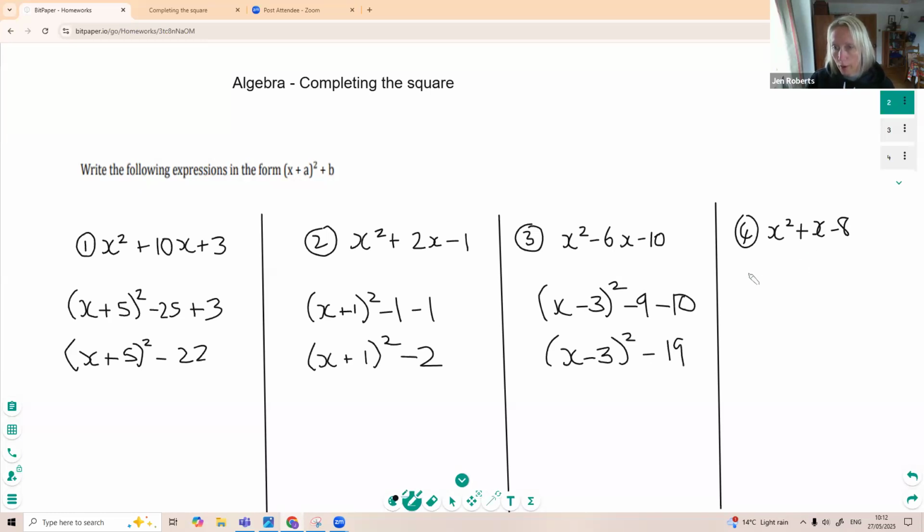Okay, here we've got 1x. Half of 1, 0.5 or a half. So you could have had this as 0.5 or a half. 0.5 times 0.5 is 0.25. I'm going to take off 0.25 and we have a subtract 8 here. So it simplifies to minus 8.25.